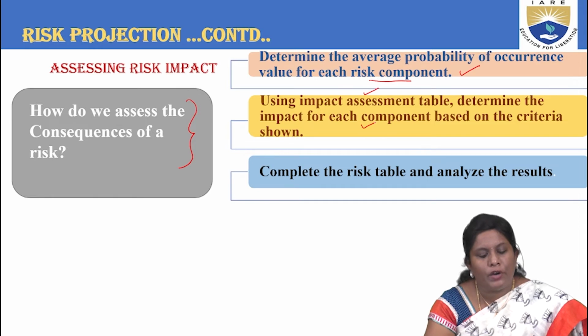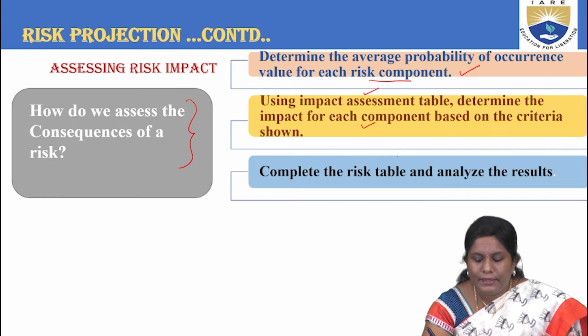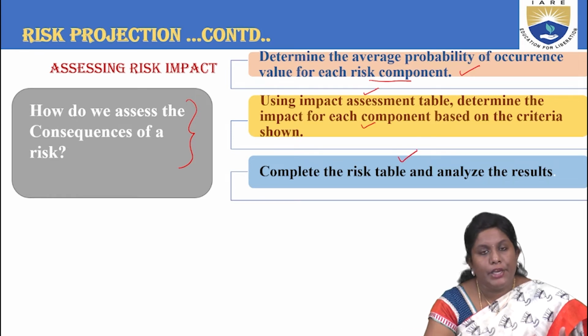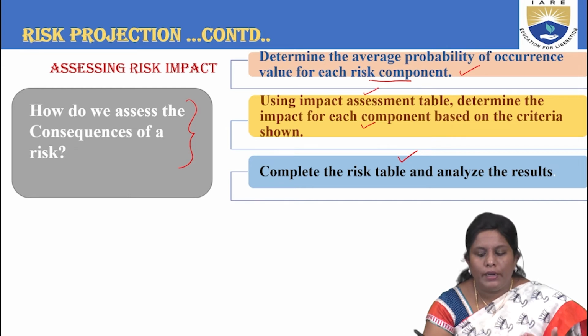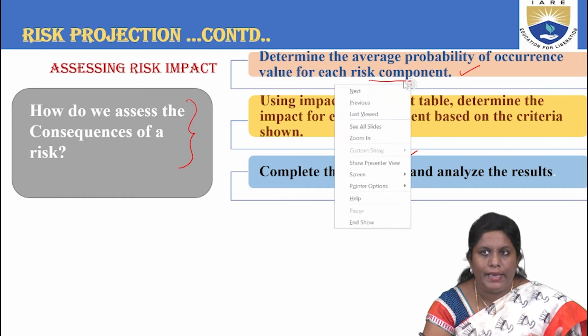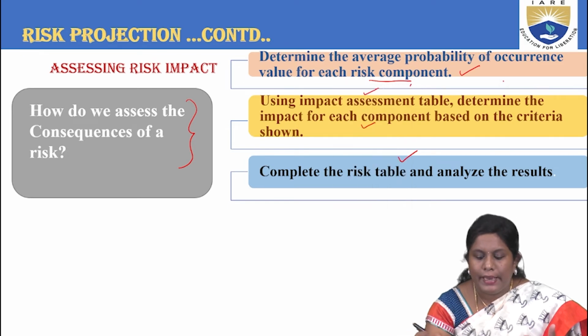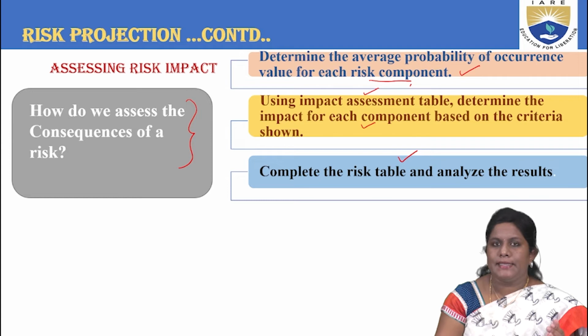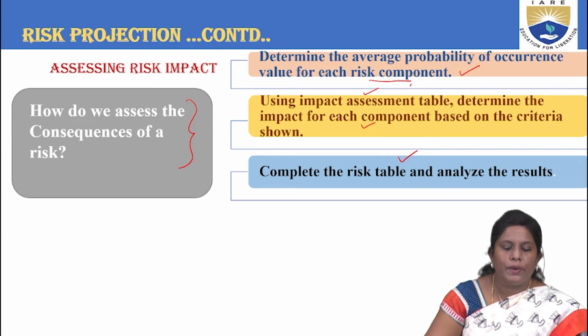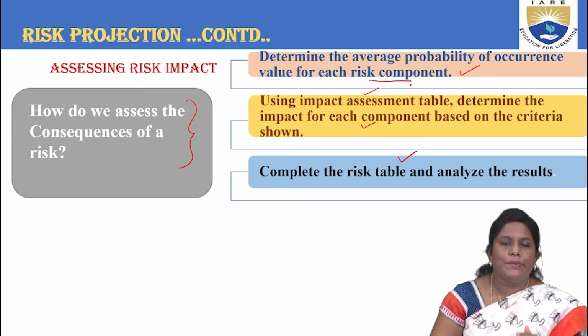That's another way of knowing the consequences. Or the third way is to complete the risk table and then analyze. If you want to look at them one after the other, take an average probability of occurrence for each risk component. Else, use an impact table that shows you the criteria. Else, you are supposed to complete the risk table and then analyze the results. This is how you can assess the consequences of a risk.